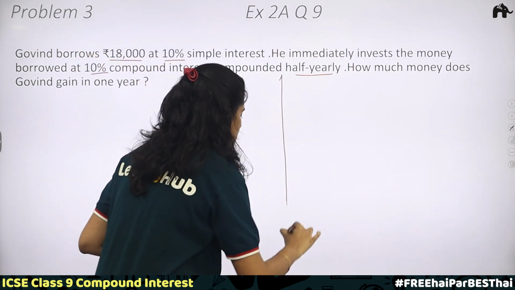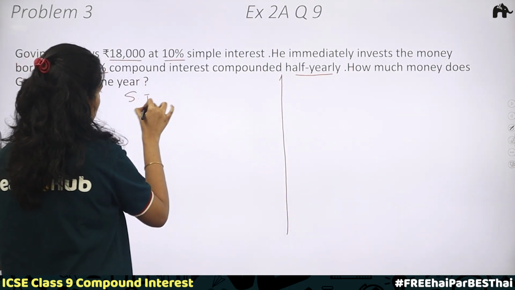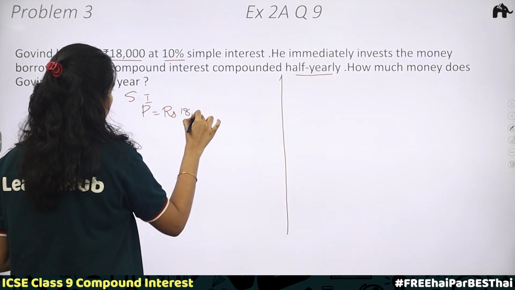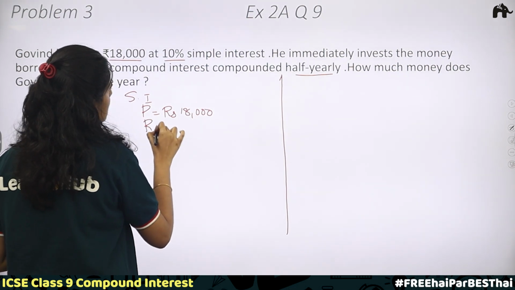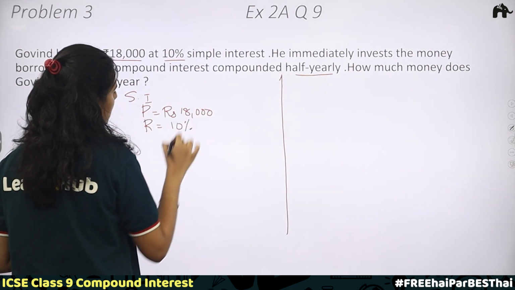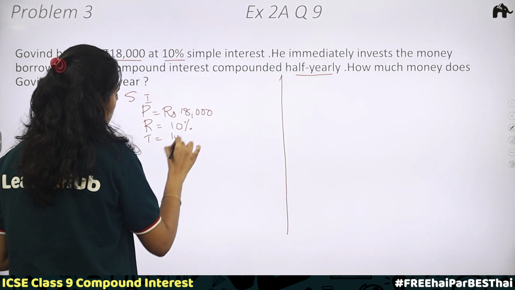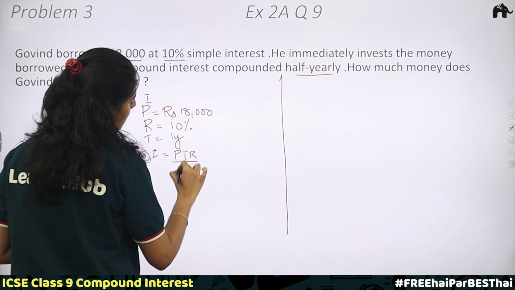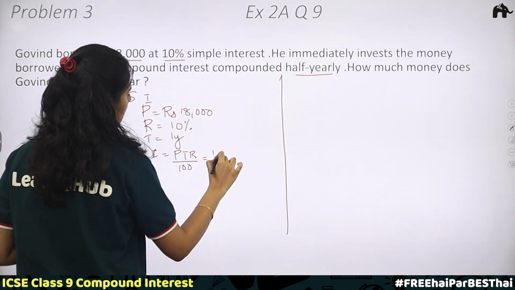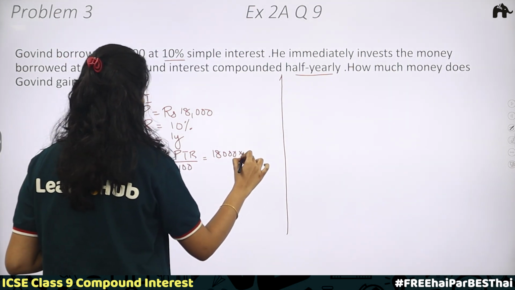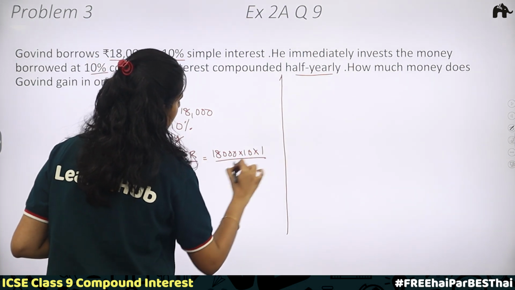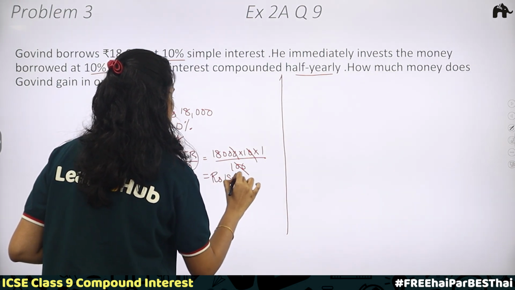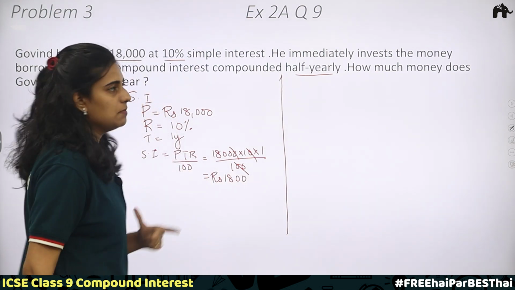So first we'll find what the simple interest is. To get the simple interest, the principal P is equal to rupees 18,000. Rate of interest R is equal to 10%. Time will be equal to 1 year. Simple interest is equal to PTR divided by 100, which is 18,000 into 10 into 1 divided by 100. Cancelling zeros, you will be getting rupees 1,800. This is the simple interest.